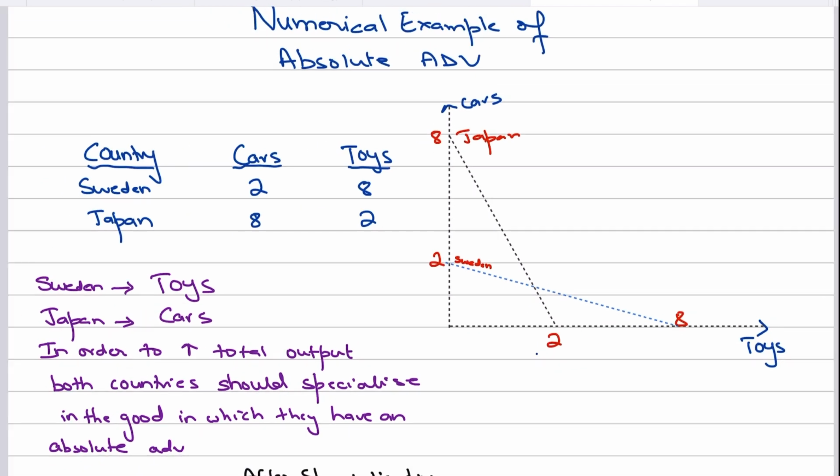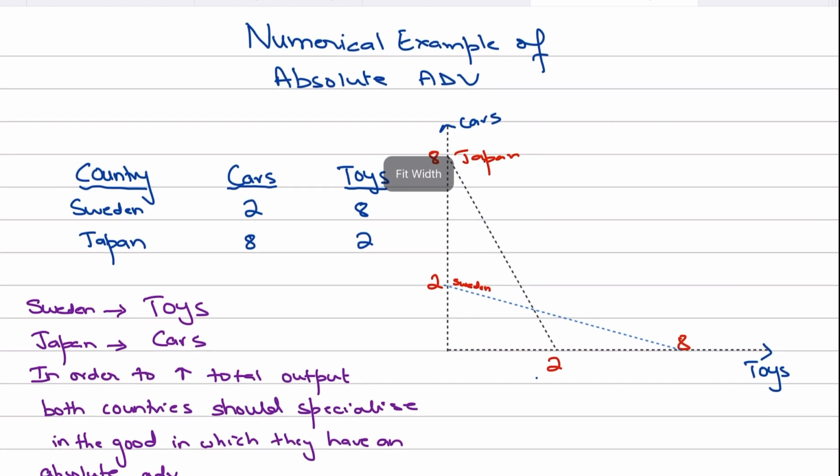Now, as far as absolute advantage is concerned, whichever country produces a greater number of goods using fewer resources has an absolute advantage. So Sweden clearly has an absolute advantage in toys because Sweden can produce 8 toys while Japan can only produce 2 toys. On the other hand, Japan has an absolute advantage in cars because it can make 8 cars while Sweden can only make 2 cars, right? So Japan has an absolute advantage in cars while Sweden has an absolute advantage in toys.